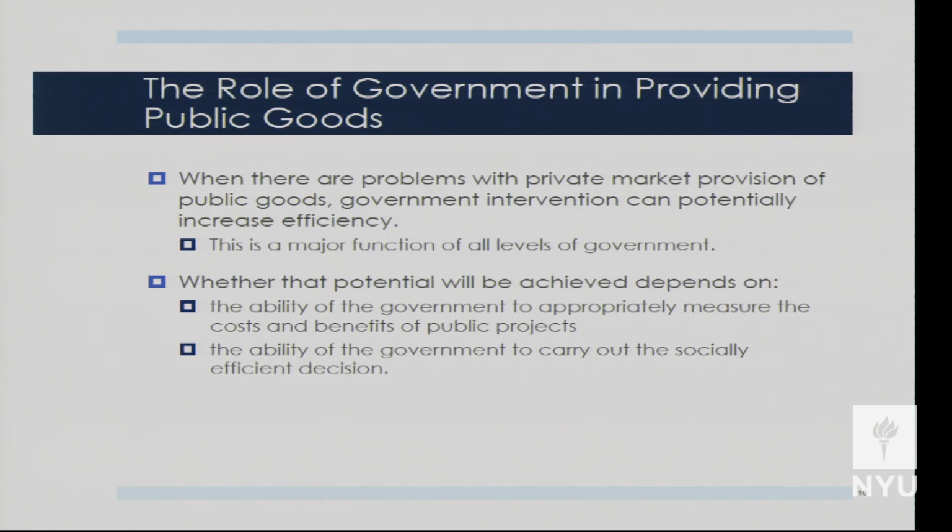So whether or not the government can actually step in and do this, to efficiently provide public goods to the market, depends on a couple things. First of all, the ability of government to appropriately measure the cost and benefits of provision. To get it right, they have to figure out what everyone's private marginal benefit is, add it up correctly, have the right cost function, and find the right equilibrium. They have to have the right cost and benefit functions.